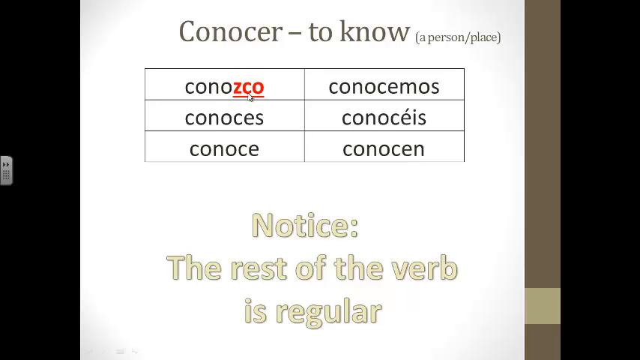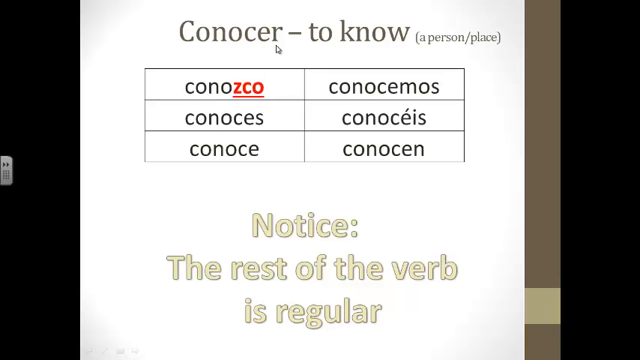Conocer. Conocer means to know or be familiar with a person or a place. Okay, it's irregular in that it has a Z to keep its pronunciation. If you don't put this Z, conocer in the yo form is conoco. We don't want conoco. That's a hard C sound in our last syllable. We want conocer, a soft C. Thus, the C will go to ZC, pronounced as conozco.